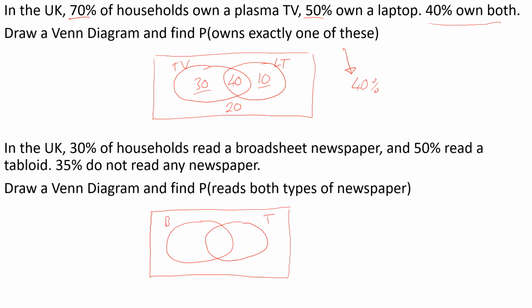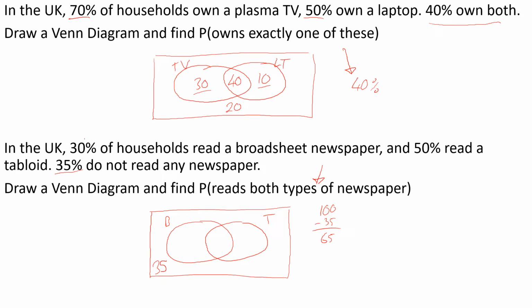Okay, so the problem here is it doesn't tell us how many people read a broadsheet and a tabloid. In fact, that's the thing that we're trying to figure out. So we actually, in this rare instance, have to start from the outside because we're told 35% do not read any newspaper, and so we could put a 35 on the outside. Now we know that all of this has got to add up to 100%, so if we take that away from 100%, we'll get that these 2 middle circles have to add up to 65%.